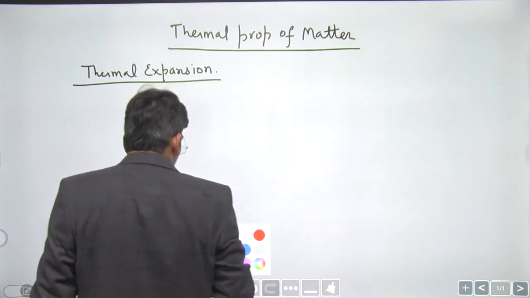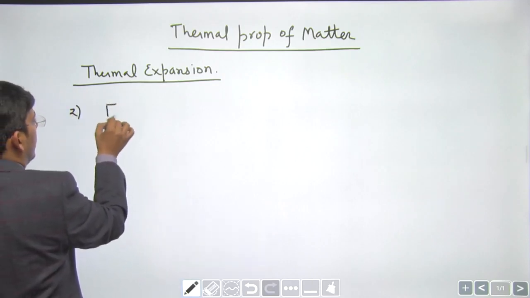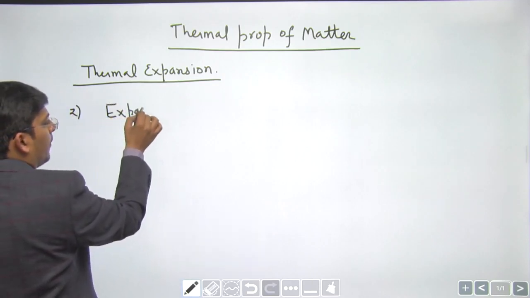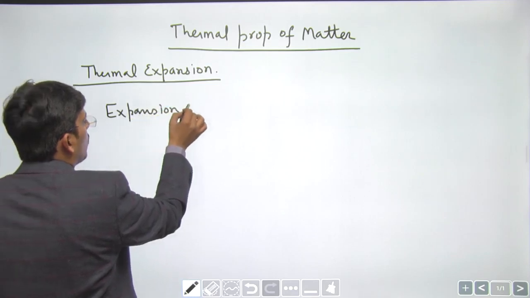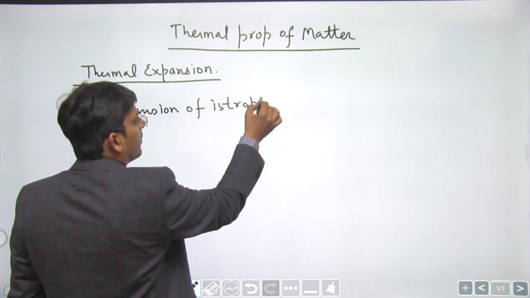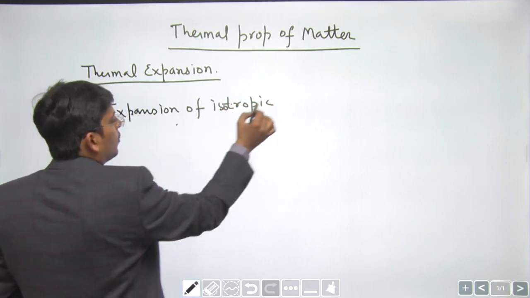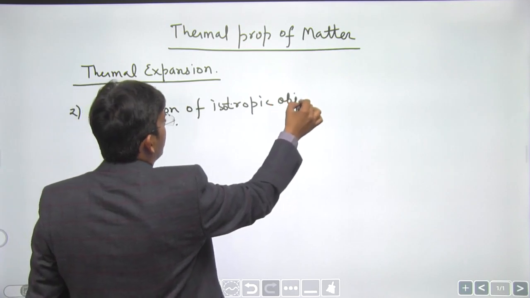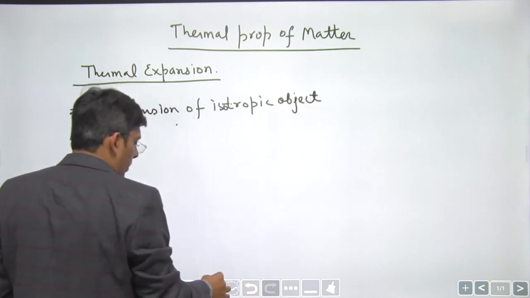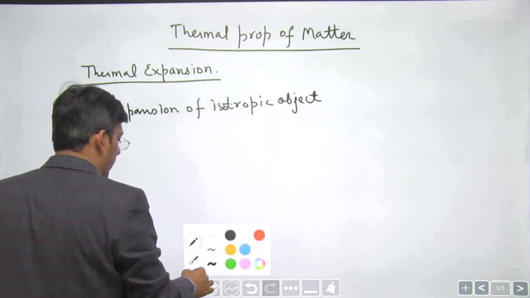Expansion of an isotropic object, that is the second variety of problem. Isotropic object, right? So an isotropic object is that which expands by the same amount in all the directions, which has the same alpha for all the directions, right?